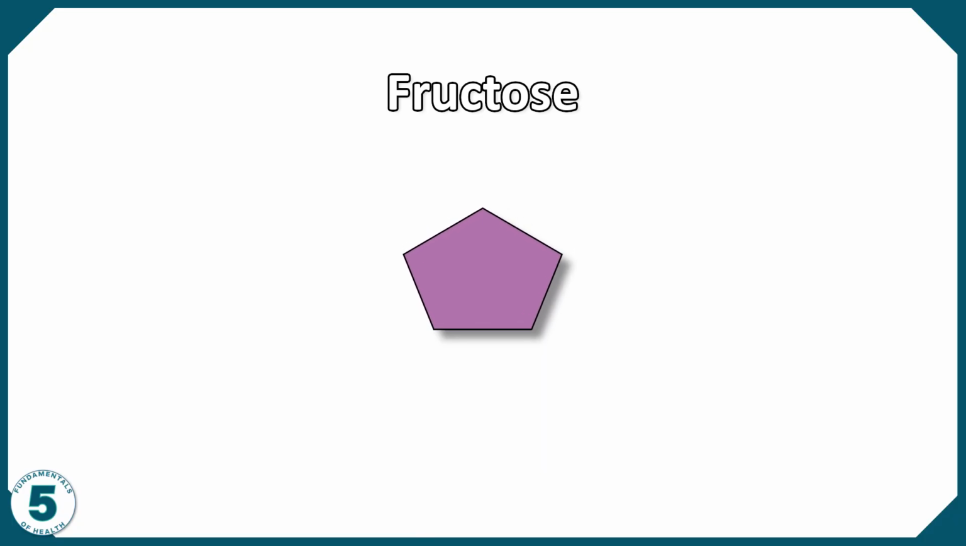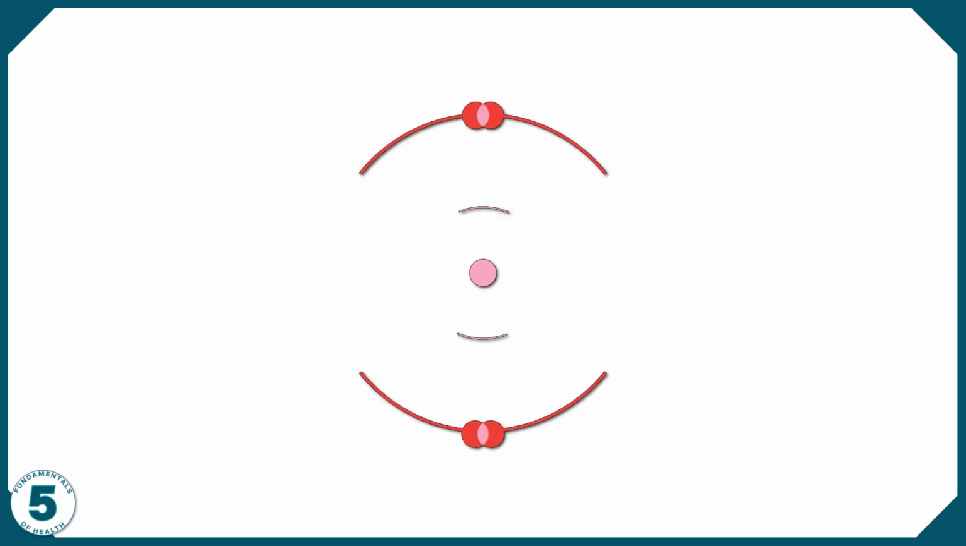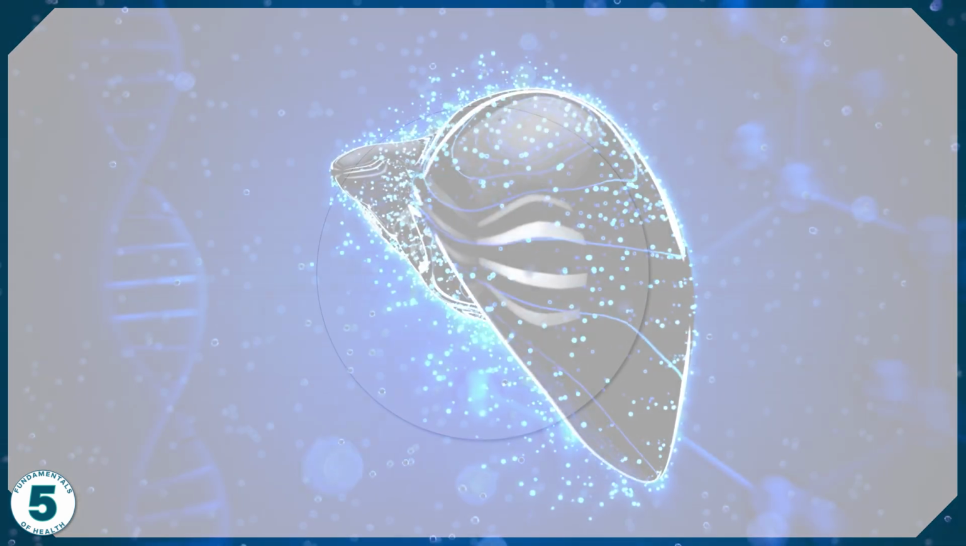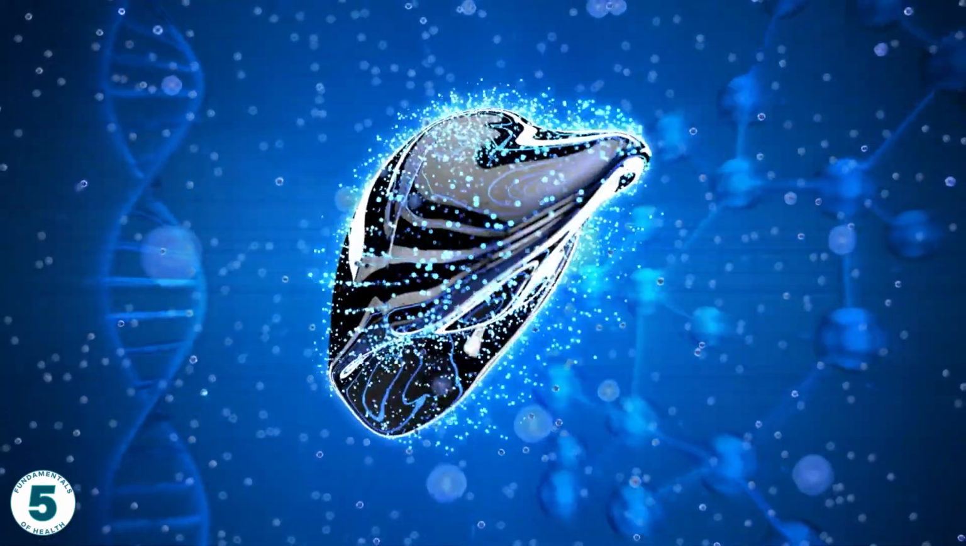Fructose is different. Your cells can't use it for energy like they can with glucose, so the body has to change it into a form that it can use. That happens in the liver, which is a kind of factory that makes substances the body needs.